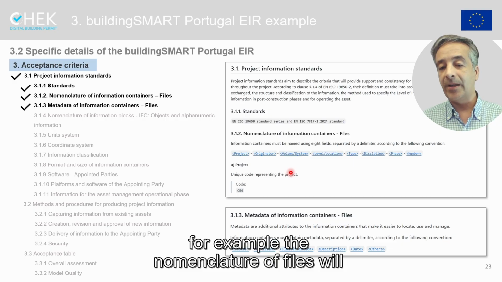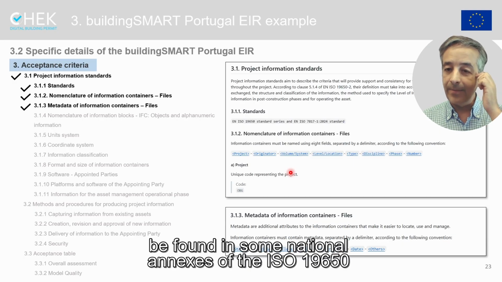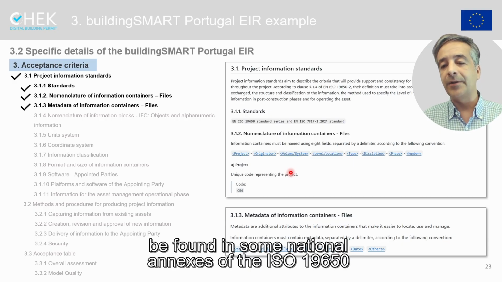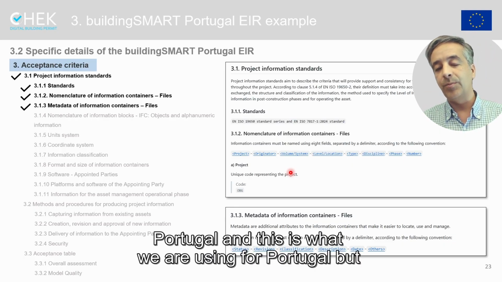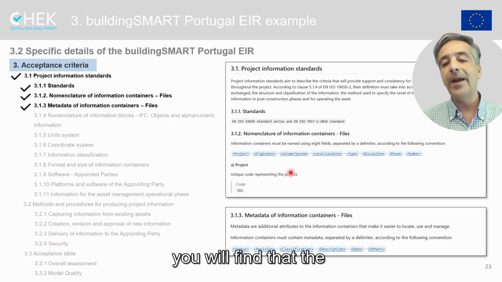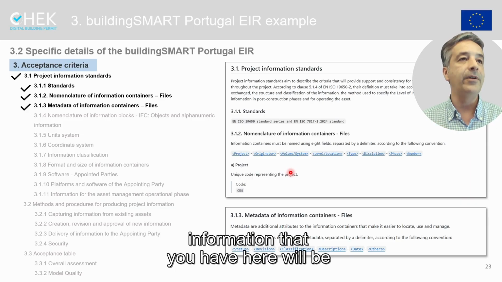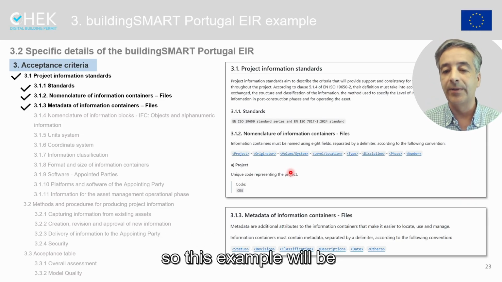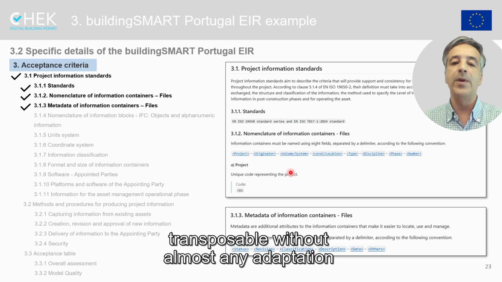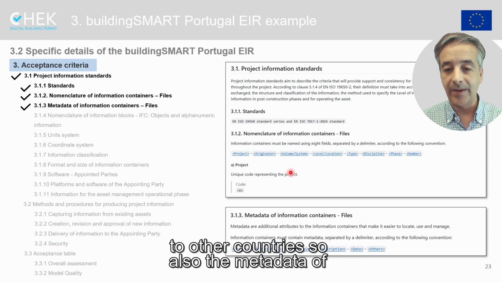For example, the nomenclature of files will be found in some national annexes of the ISO 19650, which is the case that will happen in Portugal, and this is what we are using for Portugal. But you will find that the information that you have here will be consistent with many ways of working in many countries, so this example will be transposable without almost any adaptation to other countries.